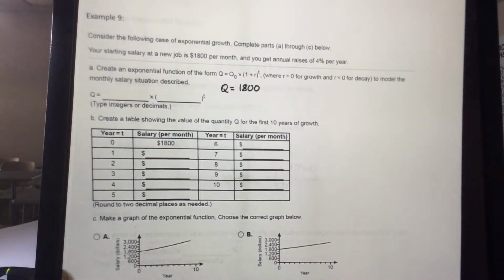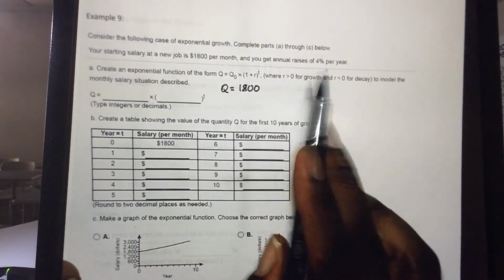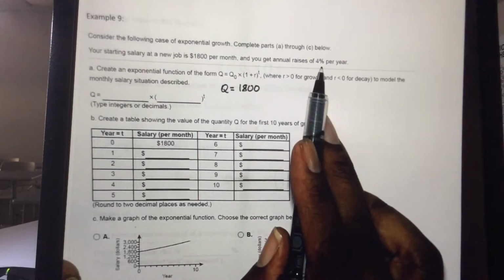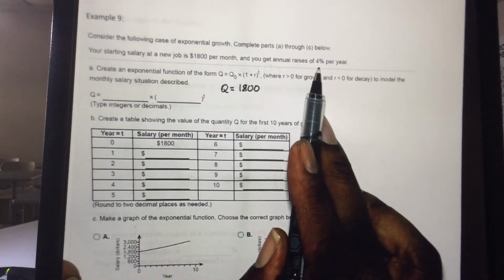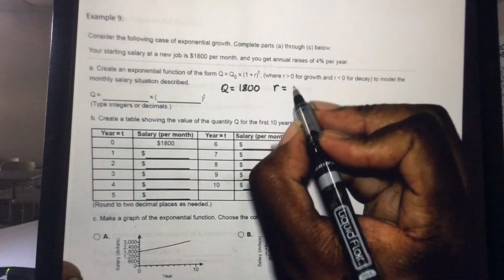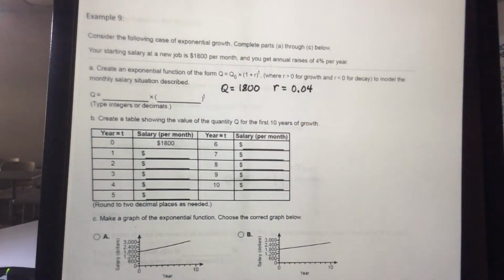And in this case, your fractional growth rate, you're getting annual raises of 4% per year. So your R is going to be 0.04. Again, take the 4 divided by 100 when you convert a percent to a decimal.